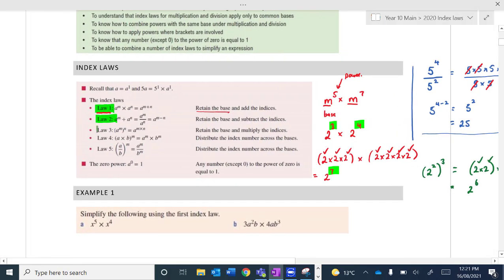So law 3, we've got that a to the power of m to the power of n is a to the power of m times n. So we're multiplying the powers. Okay, and likewise we can do that. So law 4 is very similar in that we can just do that for two separate ones. Okay, and we'll go through that. And then likewise we can do it with fractions.